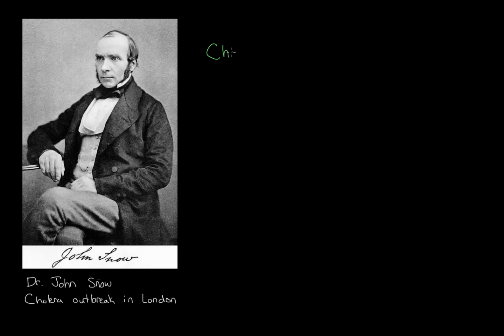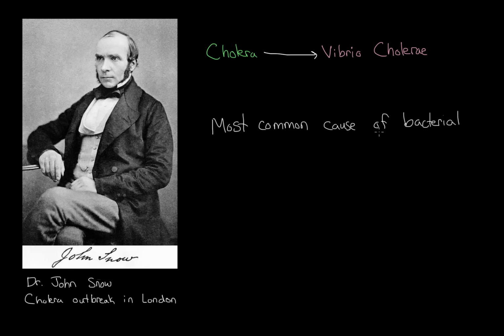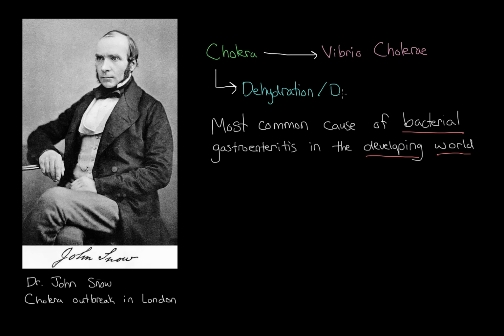So, cholera is caused by the Vibrio cholerae bacteria, and it's the most common cause of bacterial gastroenteritis in the developing world. A lot of the symptoms of cholera overlap with the symptoms of other forms of gastroenteritis, like vomiting and nausea and abdominal pain. But what really sets cholera apart is the severe dehydration and diarrhea. Unlike other forms of bacterial gastroenteritis, the diarrhea is not bloody. In fact, it's watery. It kind of has this ricey, watery-like consistency.